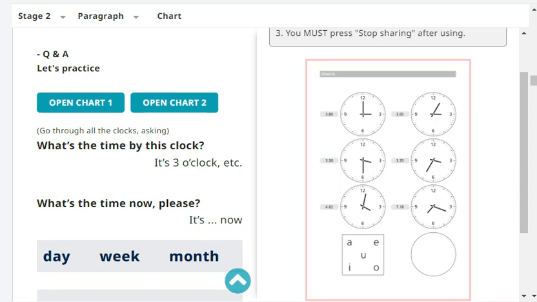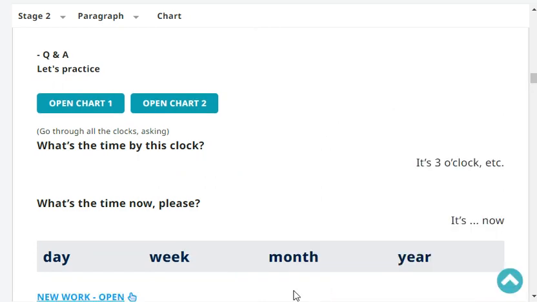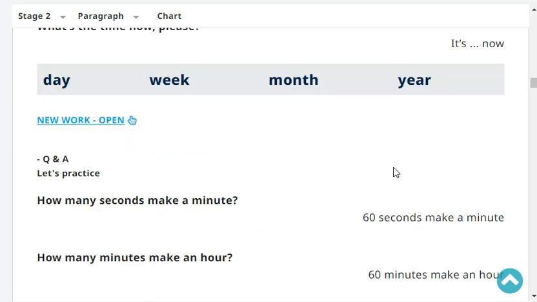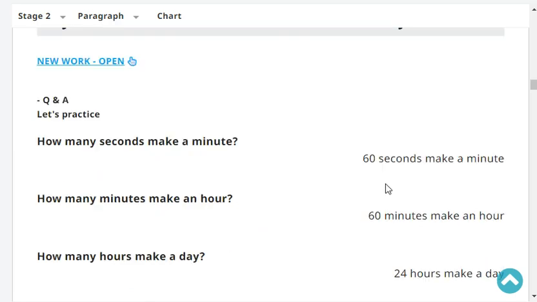What's the time by this clock? It's 25 to 4. Very good. What's the time by this clock? It's 2 minutes past 4. Very good. What's the time by this clock? It's 18 minutes past 7. Very good. And what's the time now, please? It's 32 minutes past 8. Oh, yes. Very good.